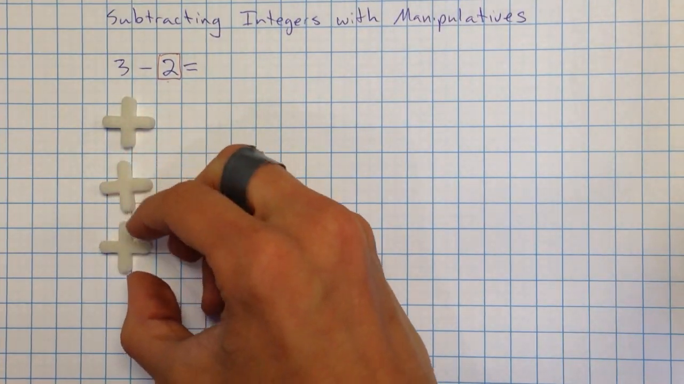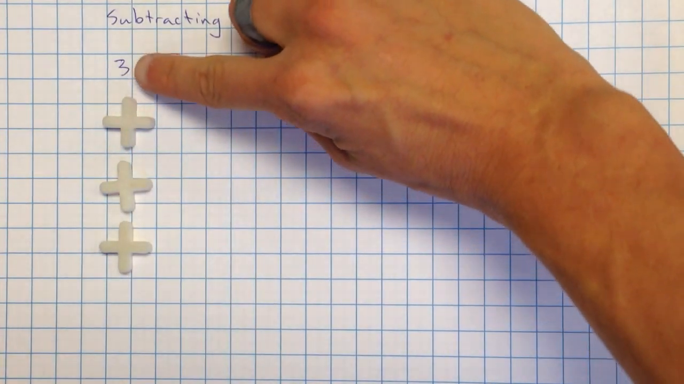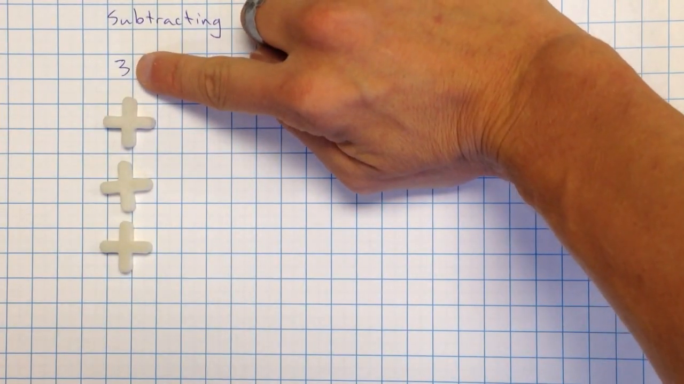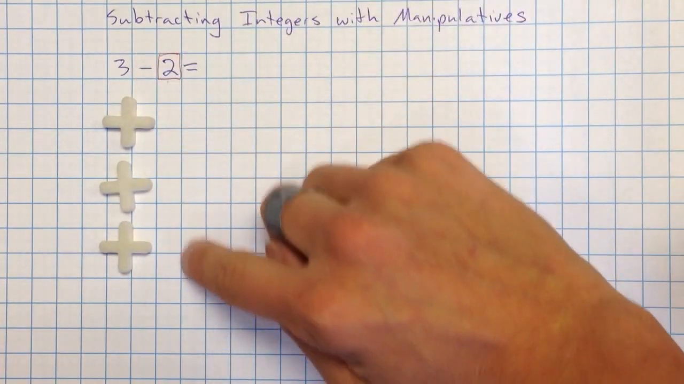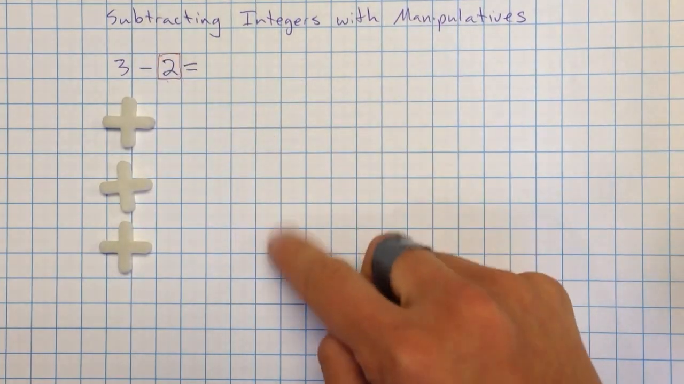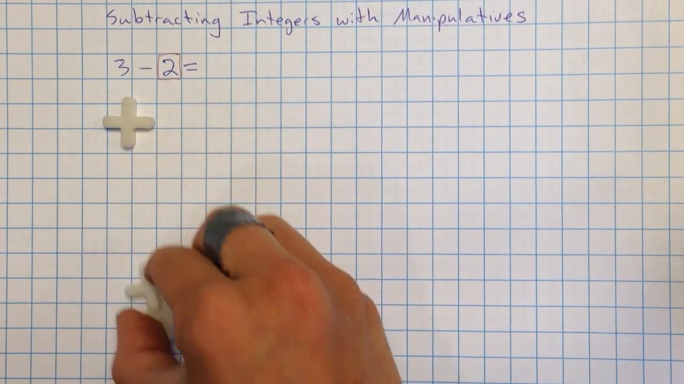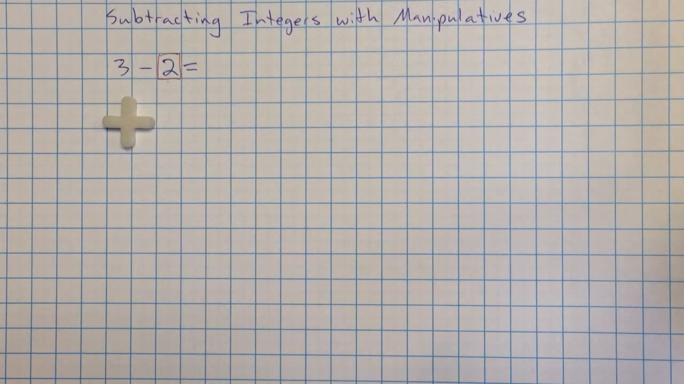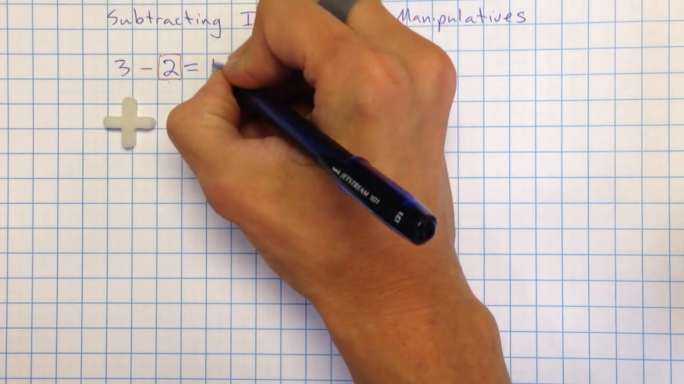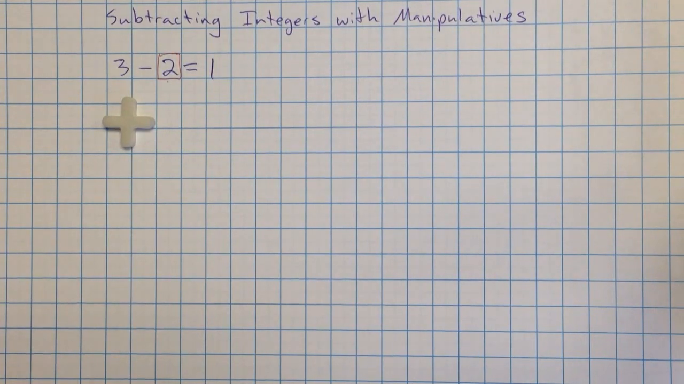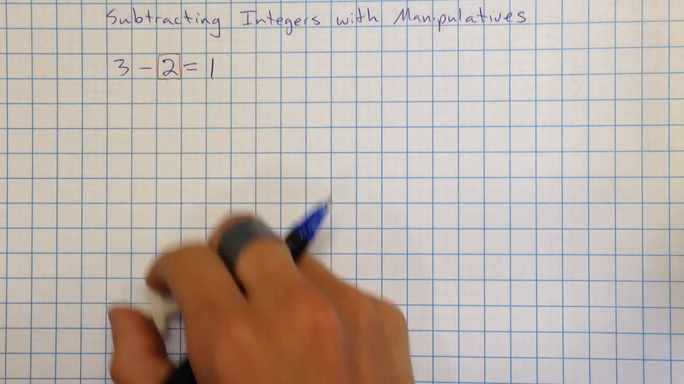So I have 3 positives right here. I'm going to start by just doing the first number, just like I did when I was adding. Now I'm not going to add more pieces to it though. I'm subtracting. I want to take away 2 positives. So I would take 2 positives, pull them away, and I'm left with an answer of positive 1. Again, that was the answer we all knew it was going to be, but that just shows how we can do it with manipulatives.